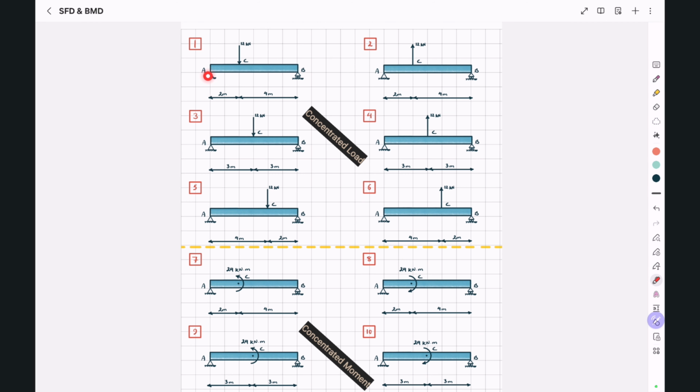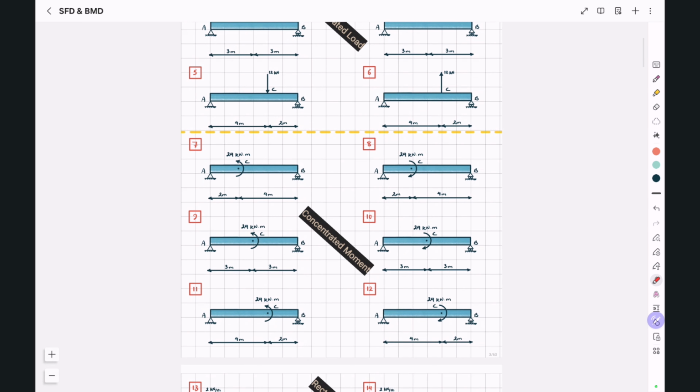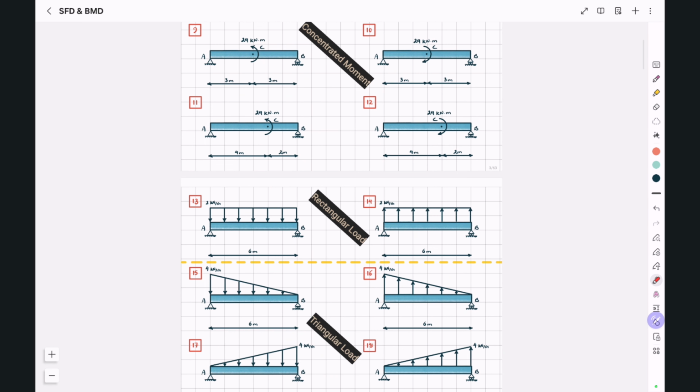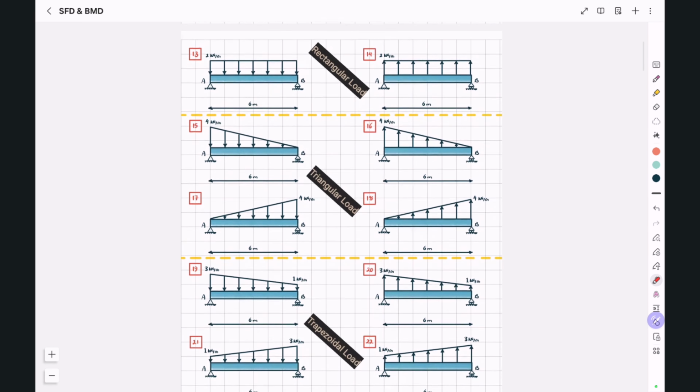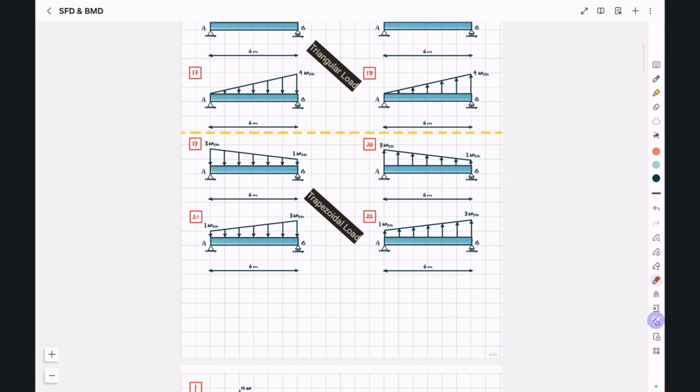So we have a simply supported beam with a total length of 6 meters, and then we're going to apply different concentrated loads, concentrated moments, rectangular load, triangular load, and trapezoidal load, and explain how we can draw the shear force and bending moment diagrams for each case using the graphical method.